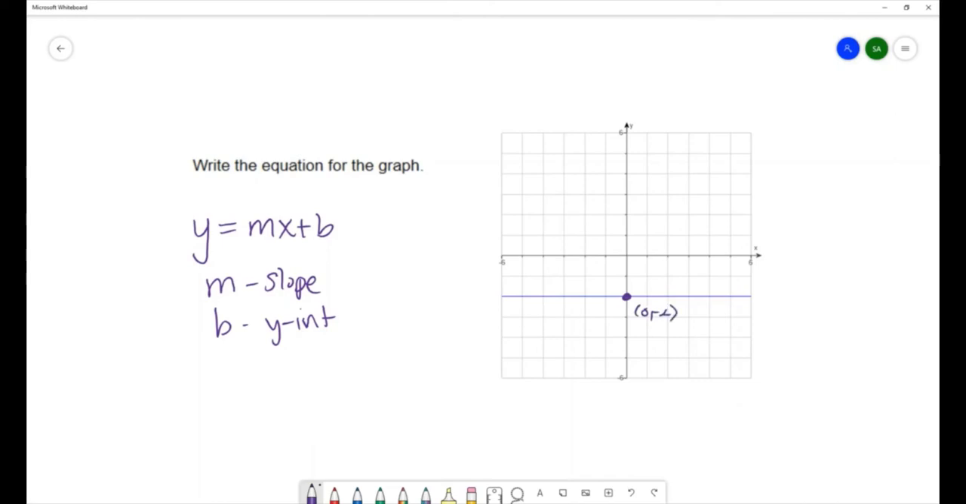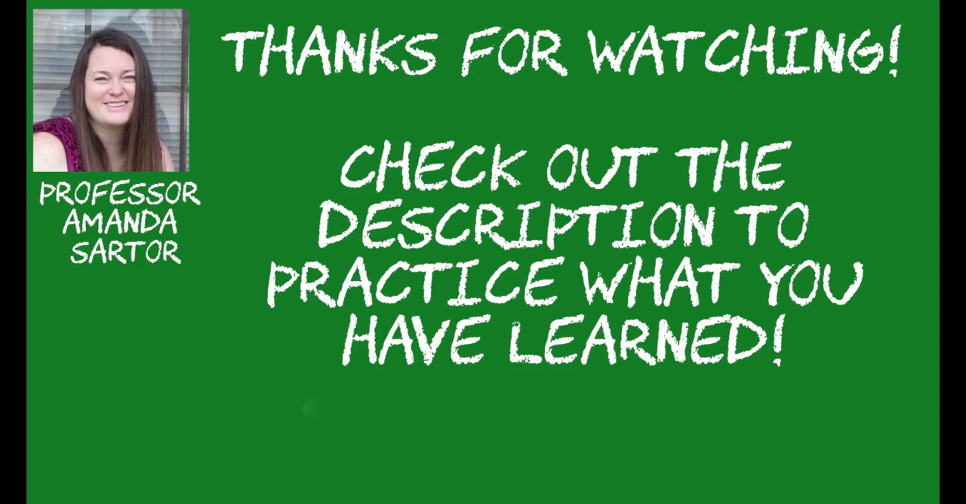So that means that b is equal to -2. And then I also know that horizontal lines have a slope that is 0. So the slope is 0. And I can write the equation of the line as y equals 0x plus -2, which is y equals -2. So the equation of the line, the equation of this graph, is y equals -2.